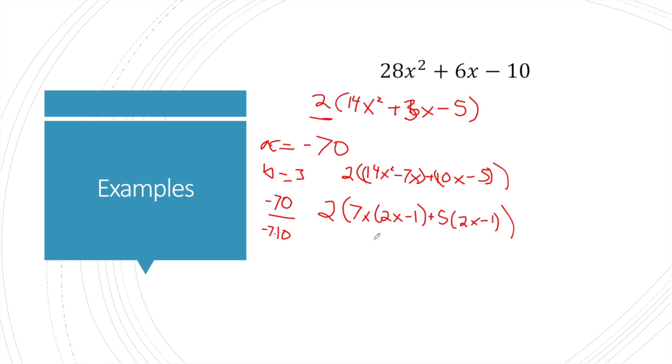Okay, I then don't forget my greatest common factor I originally factored out, but then I collect the greatest common factors from our factoring by grouping. So I have 7x plus 5, and then what they had in common, 2x minus 1. Now this trinomial is fully factored.